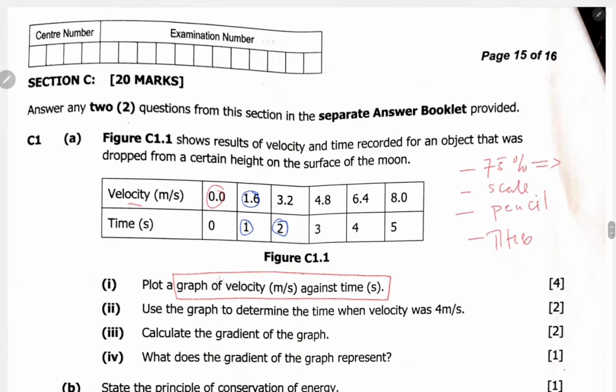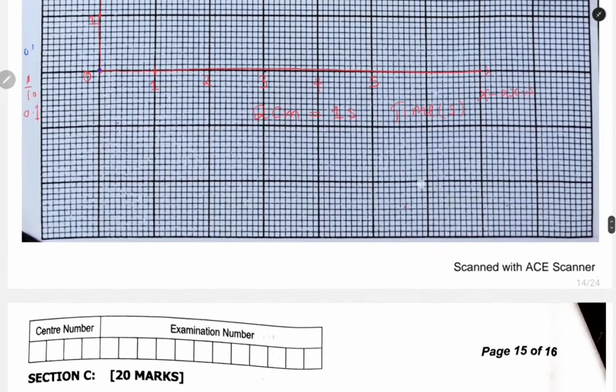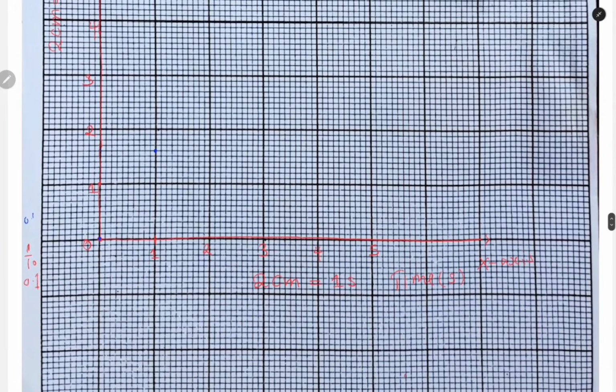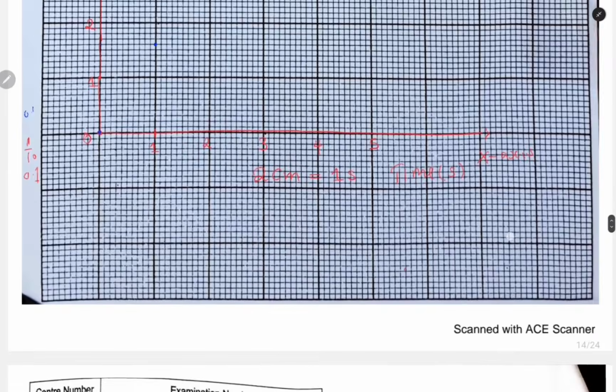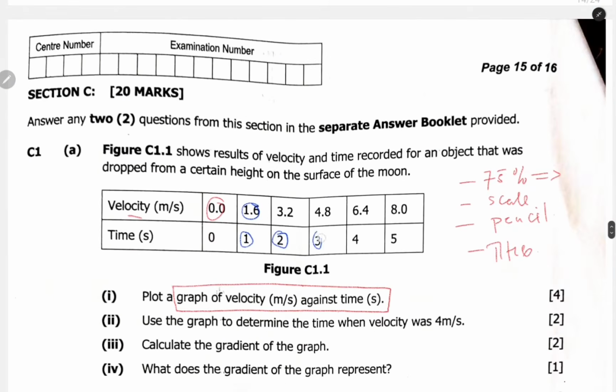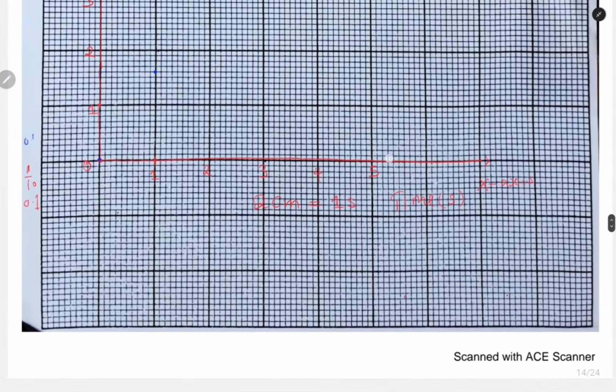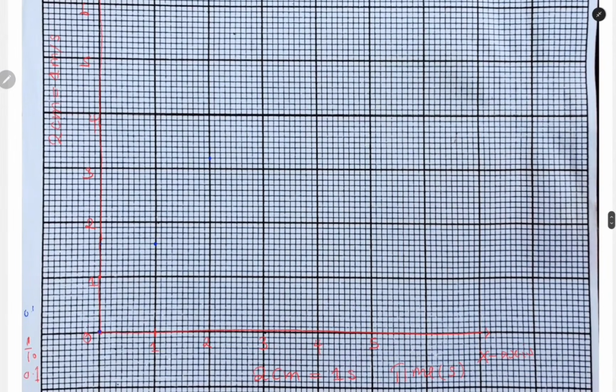Then of course I'll go for 2, 3.2. So 2 is right here on the x-axis. Then 3.1, 3.2. So it will be right there. Then the next point is 3, 4.8. This is 3, 4.8. This is 4, 4.1, 4.2, 4.3, 4.4, 4.5, 4.6, 4.7, 4.8 is right there.